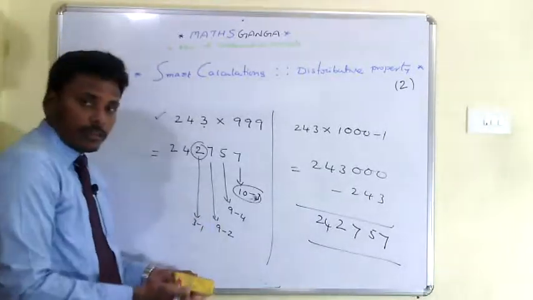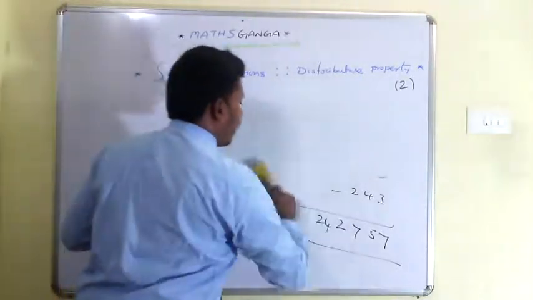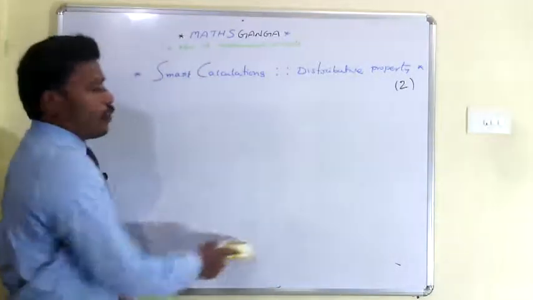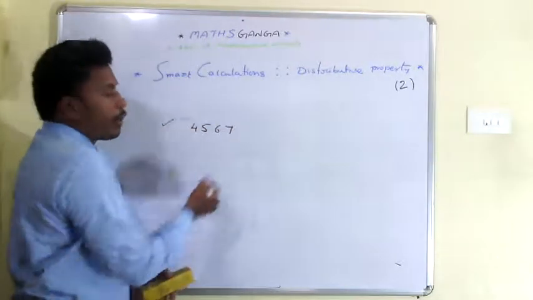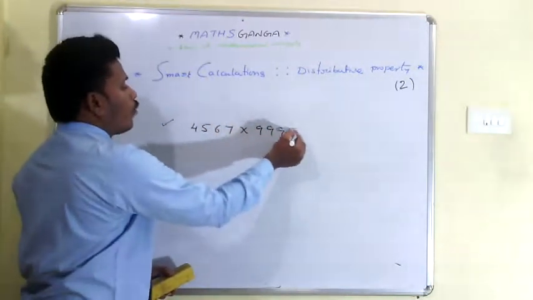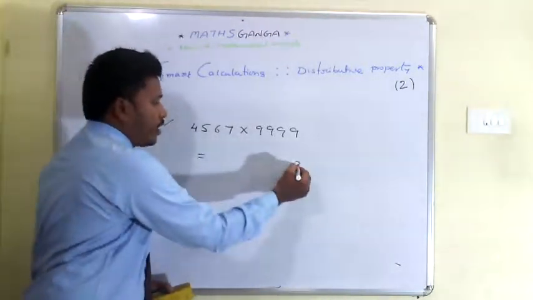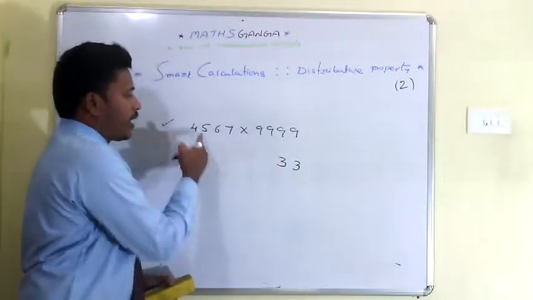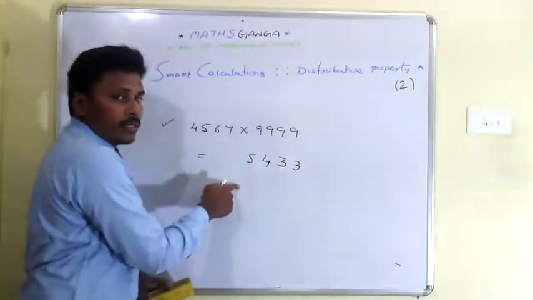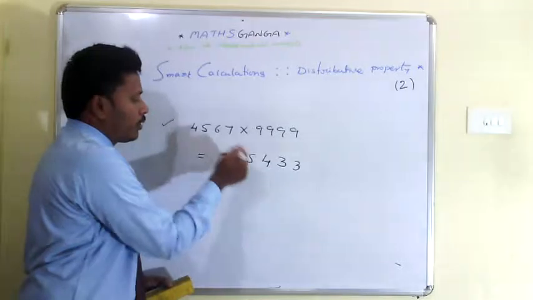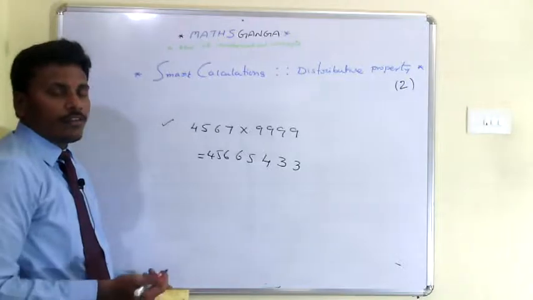See, if I apply the same method for a 4-digit number with 4 nines, what will happen? Take a 4-digit number, something like 4, 5, 6, 7, and multiply it with a number having 4 nines. Then what is the answer? Directly I will say the answer: 10 minus 7 is 3, 9 minus 6 is 3, 9 minus 5 is 4, 9 minus 4 is 5. 4 digits are completed. Then this digit is nothing but 7 minus 1, which is 6, and then write 4, 5, 6 as it is. This is the answer. If you need, just check it.